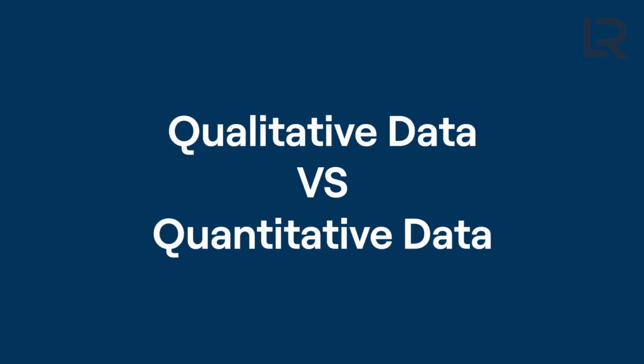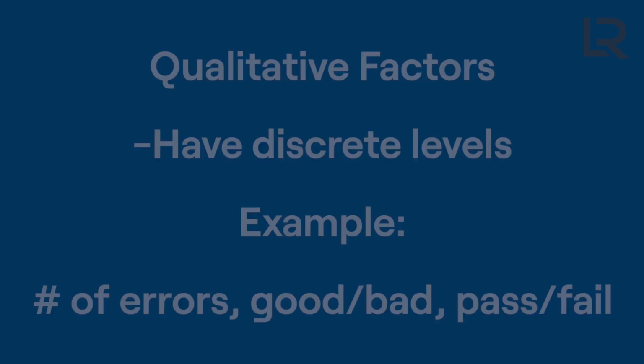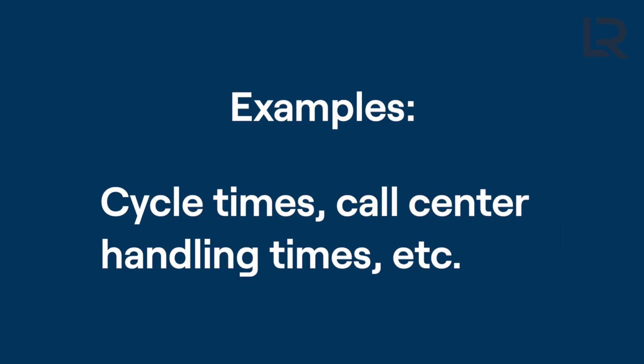There are two types of data that we deal with, and they are known as qualitative data and quantitative data. Qualitative factors have discrete levels. For example, number of errors, good or bad, pass or fail, and so on. Whereas quantitative factors are continuous. This is where we use some type of measurement system along with a measurement device. Examples of this are cycle times, call center handling times, and so on.